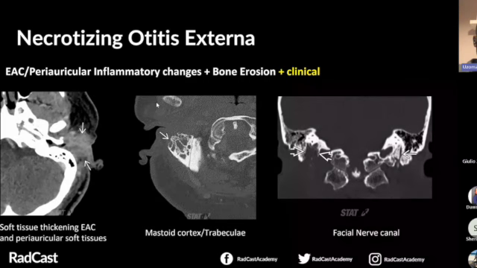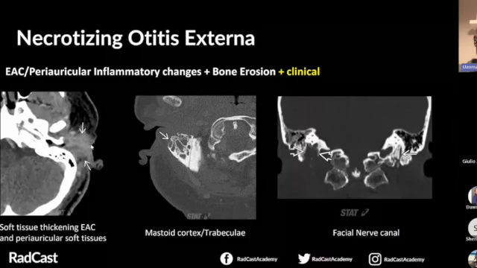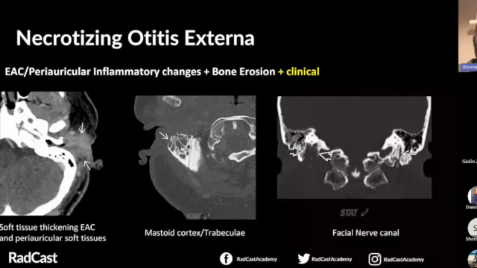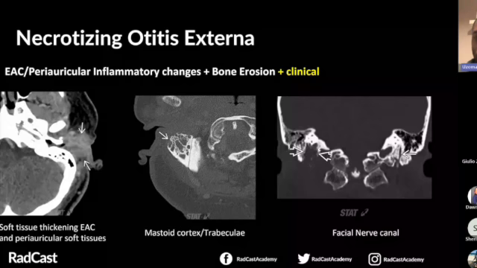So the imaging features you're looking for: you'll have soft tissue thickening and stranding in the EAC, complete stenosis of the EAC. Bone erosion is the main thing you're looking for to make you think this is necrotizing otitis externa. So there's actual erosion of the bone. It might be the mastoid cortex or the septations, or it could be the margins of the TMJ. It could be the facial nerve canal.